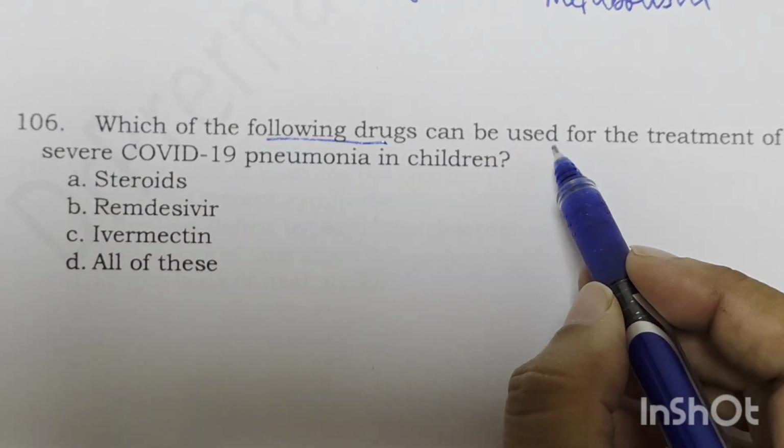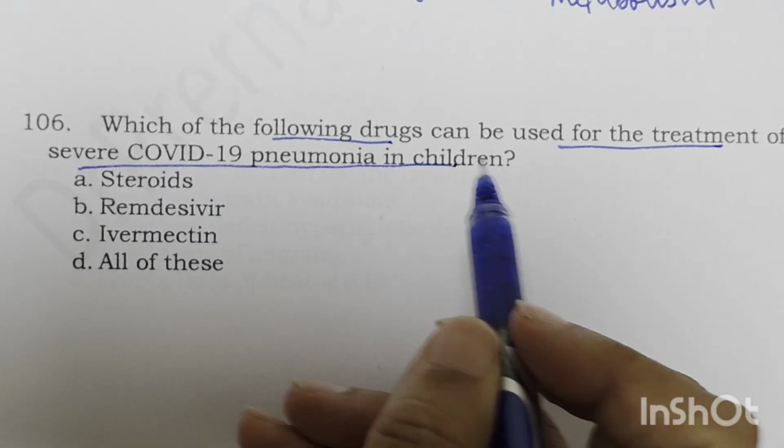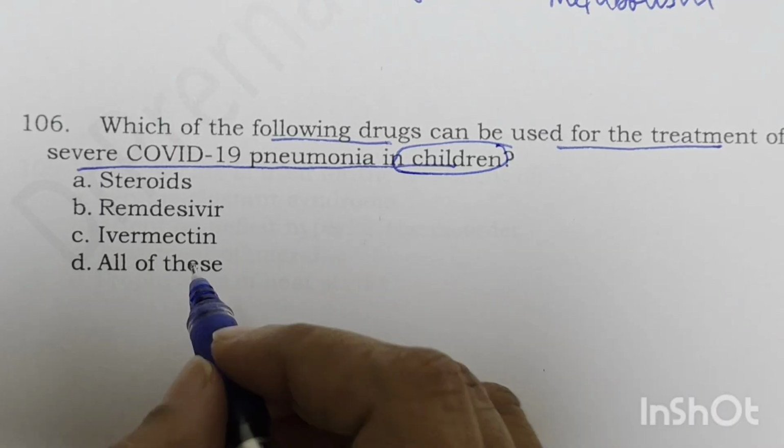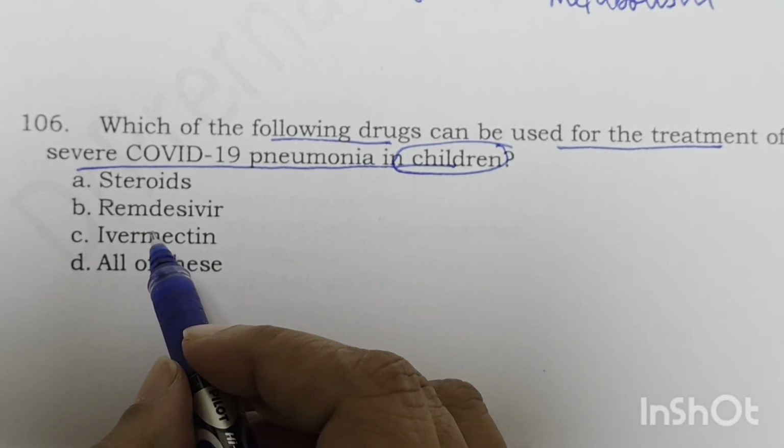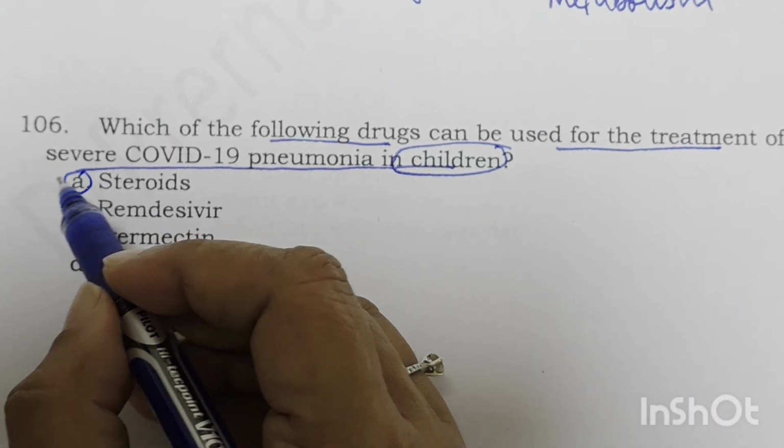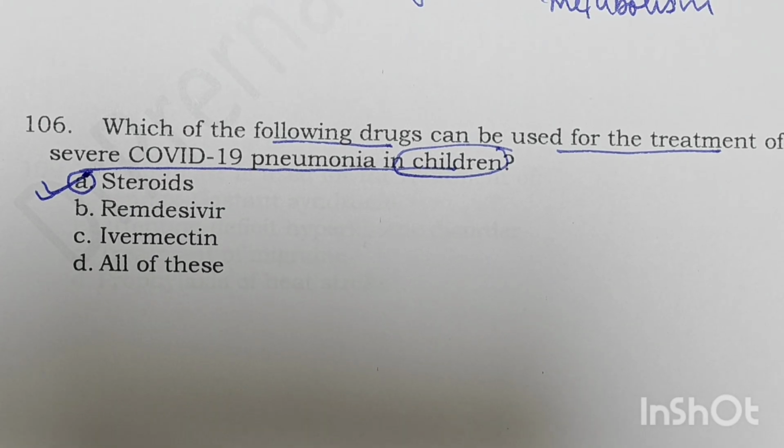Which of the following drugs can be used for the treatment of severe COVID-19 pneumonia in children? Now this is a very tricky question. They are asking about children. Your attention will suddenly go to remdesivir. No, remdesivir is contraindicated in children. What you have to give is steroids. So give steroids in children.